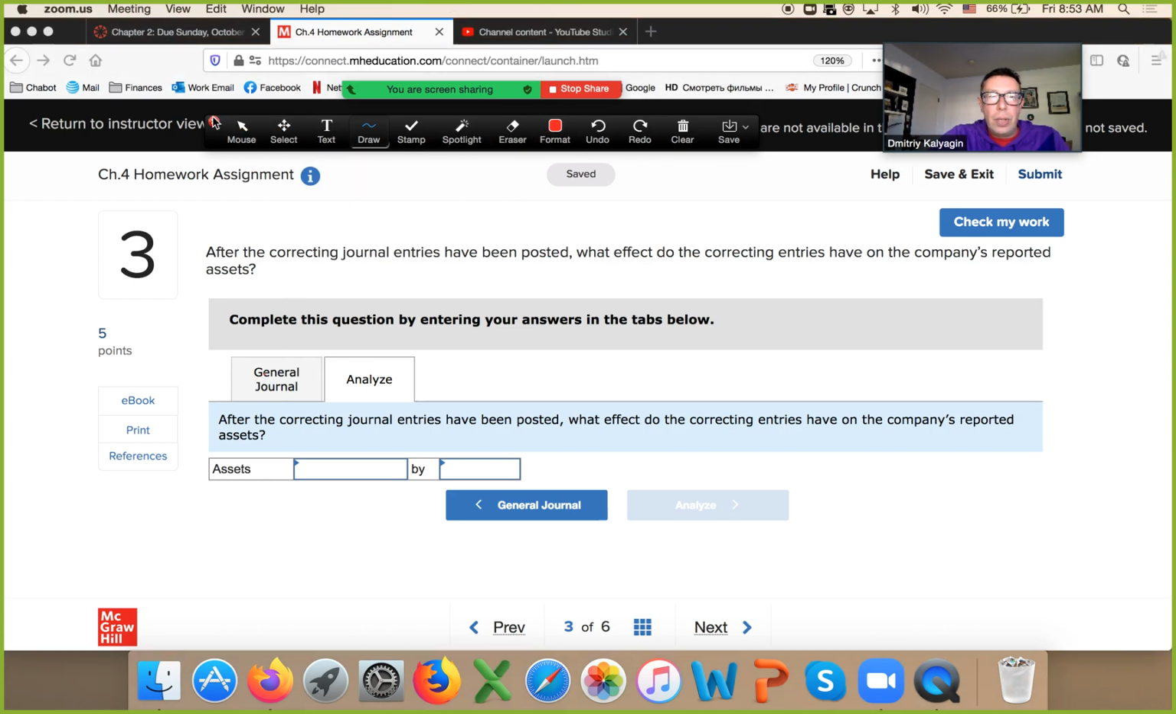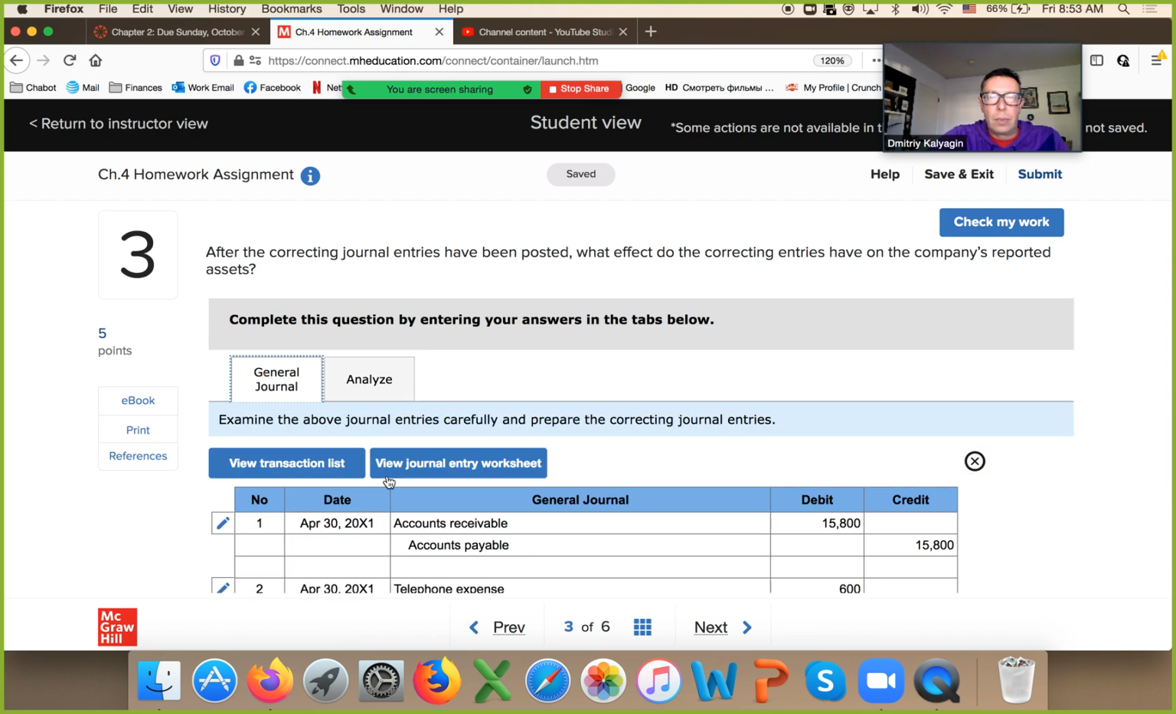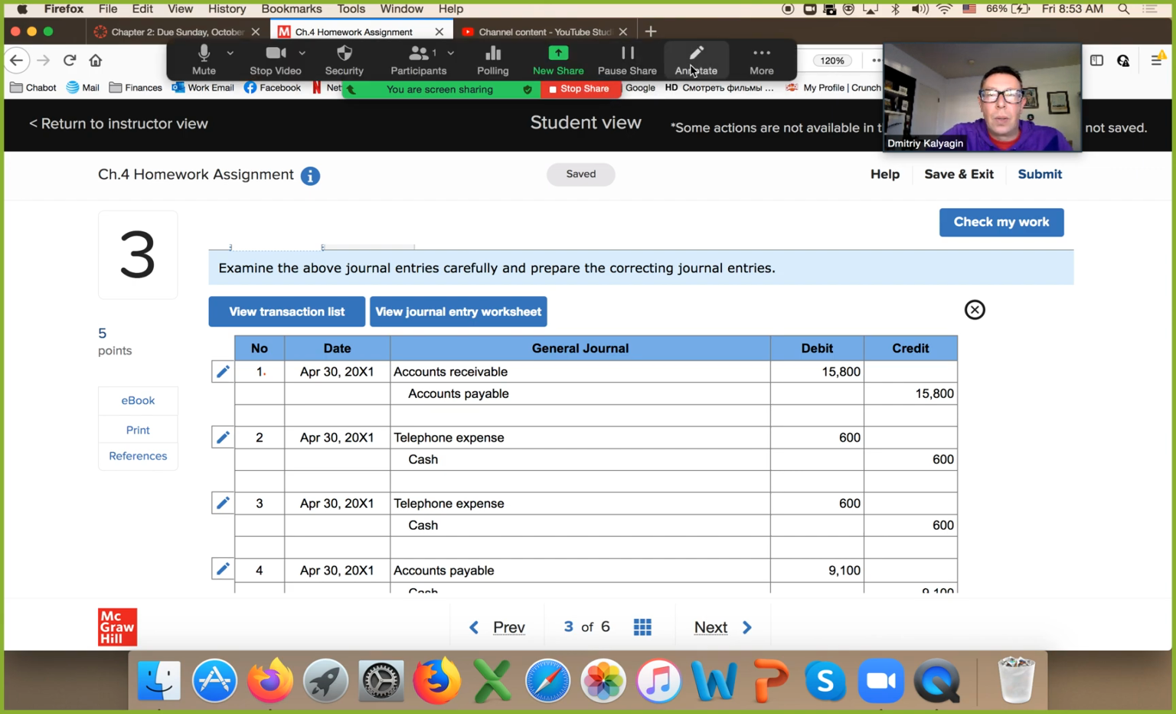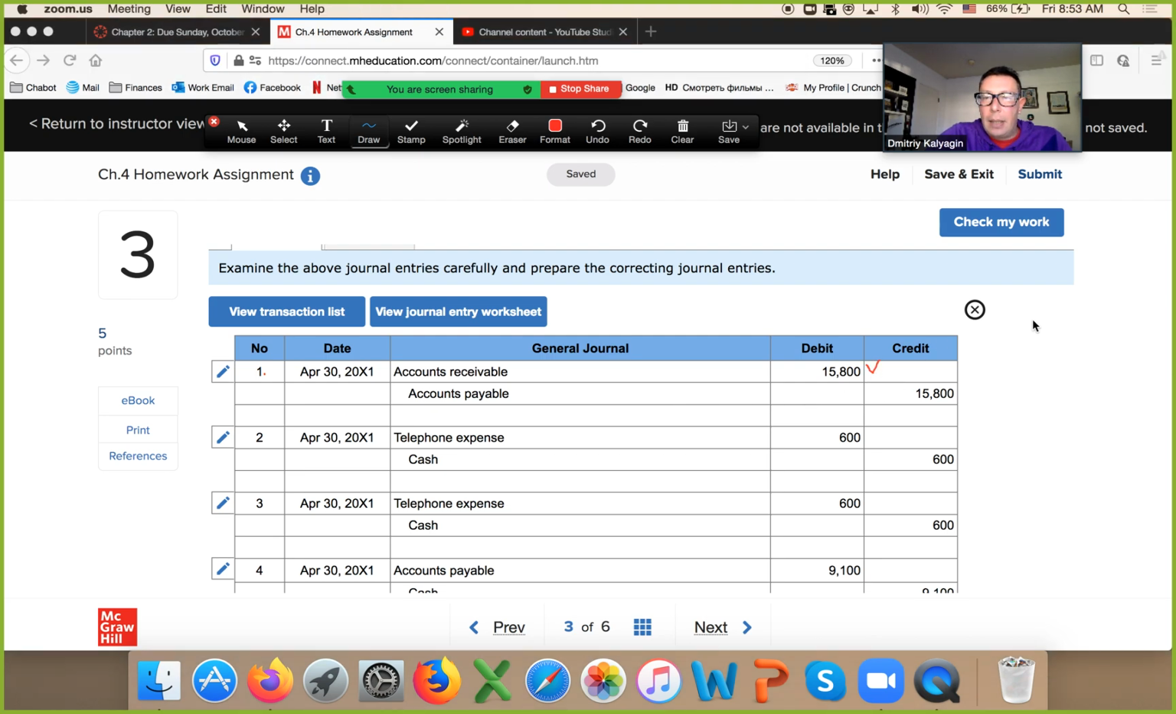So let me go back to the journal and go through each transaction and see what kind of impact they have on assets. So let me write it on the side here. So the first transaction, this is the asset, and it goes up, right? Assets are, when we debit them, they increase. When we credit them, they decrease. So 15,800 plus. The next 2 transactions impact cash as an asset, right? And in both of them, cash is decreased. So I will put here minus 600 twice. And in the last transaction right here, cash is also decreased 9,100.